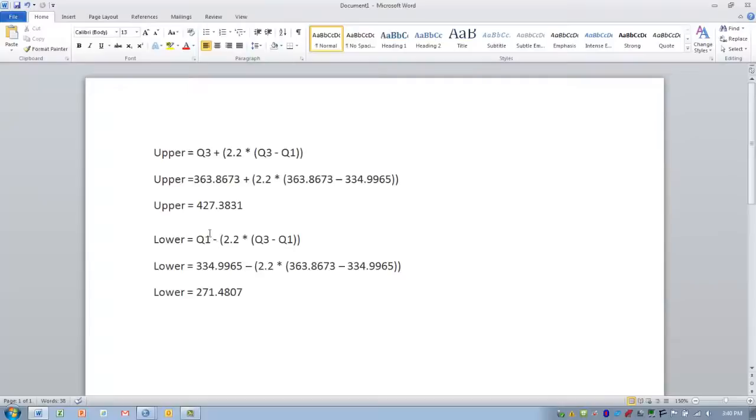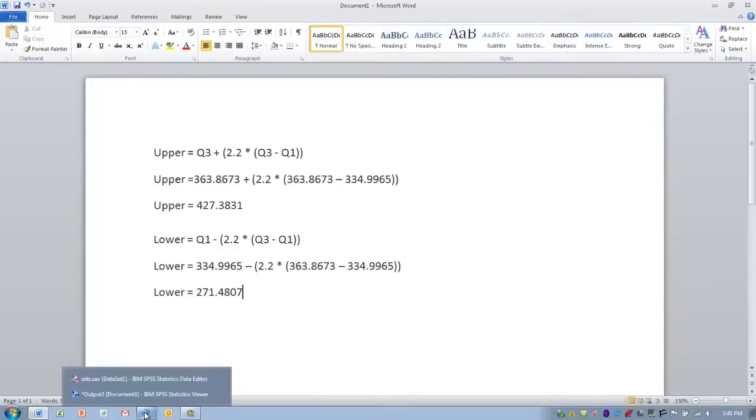We do something very similar for the lower boundary. We again are using the same formula, except now we're starting with the first quartile raw score. So here's that raw score. The second half of the formula is the same as it was for the upper boundary. Once we have that value, we subtract it from the 25th percentile, and that gives us our lower boundary. So what we're saying in essence is that any scores lower than 271, we will consider to be outliers. If we have any scores that are greater than 427, we will consider those scores to be outliers.